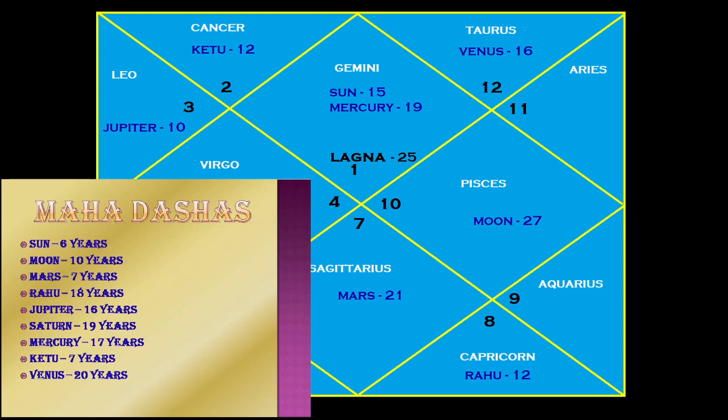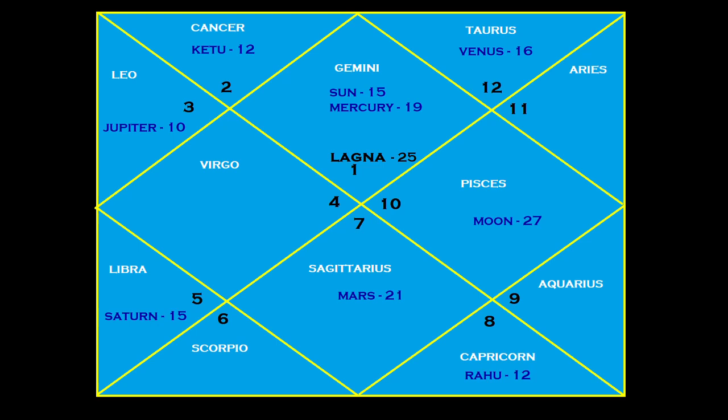After this, Ketu Mahadasha will start for 7 years up to the age of 24. Then 20 years of Venus Mahadasha will last till 44 years of age. Then 6 years of Sun Mahadasha will last till the 50th year. And this way it will follow the fixed pattern discussed earlier.